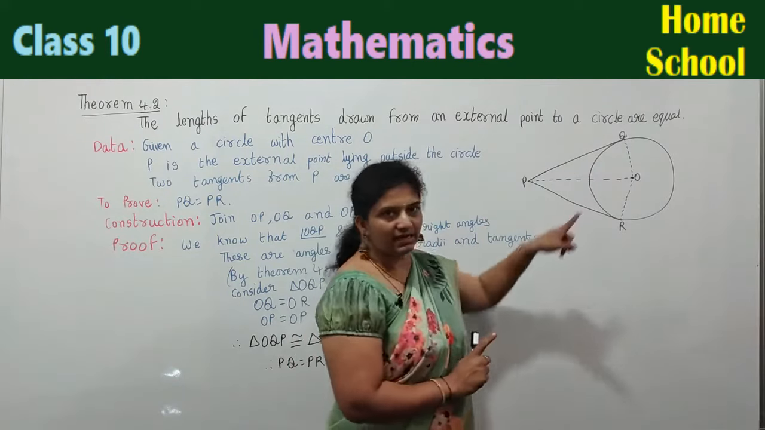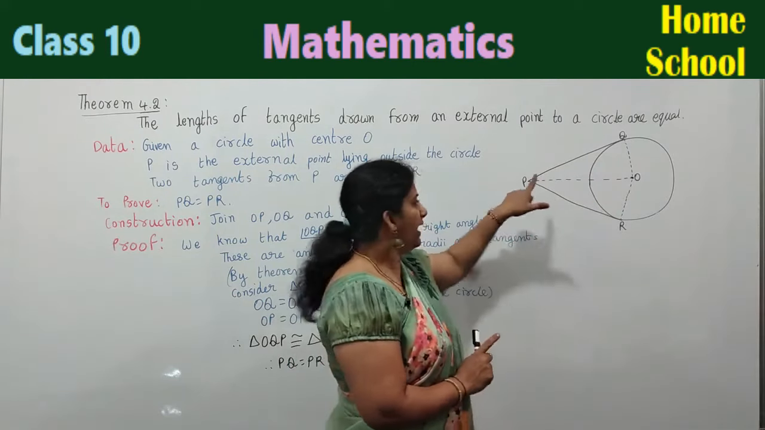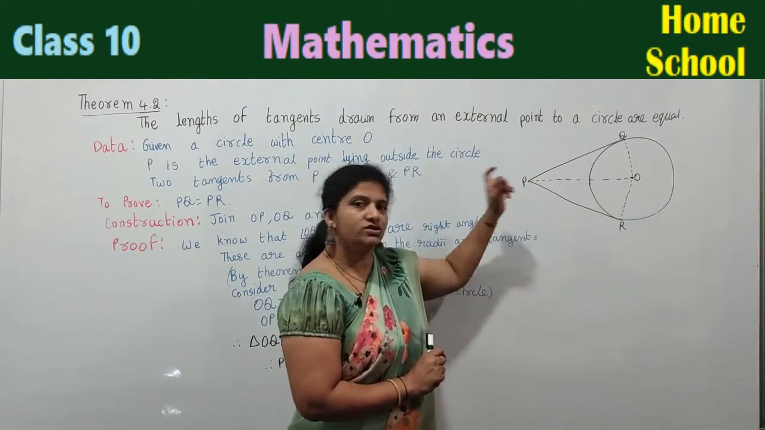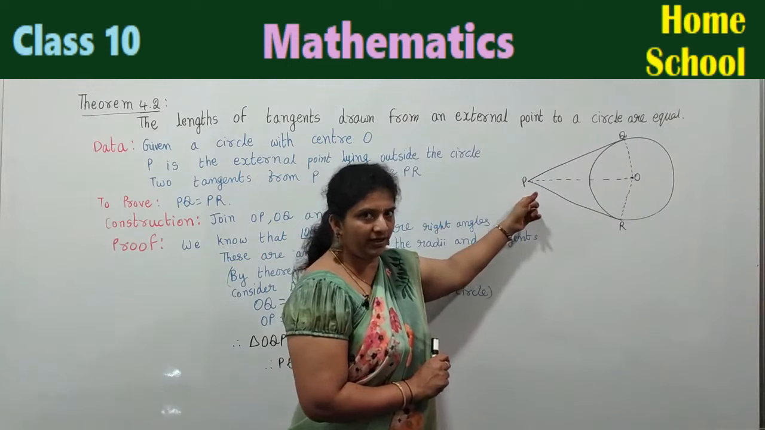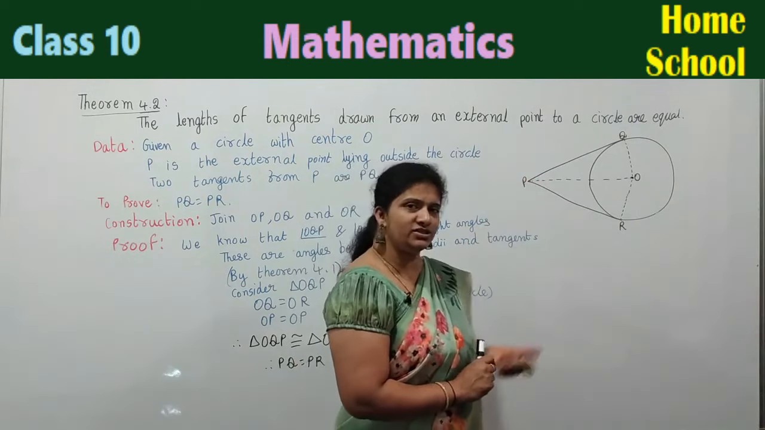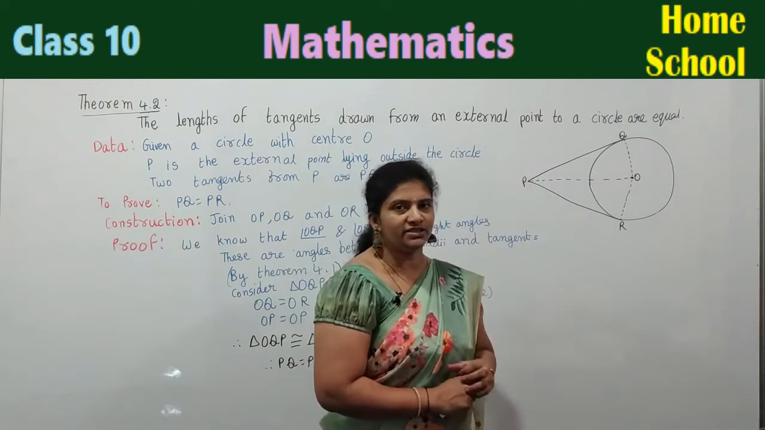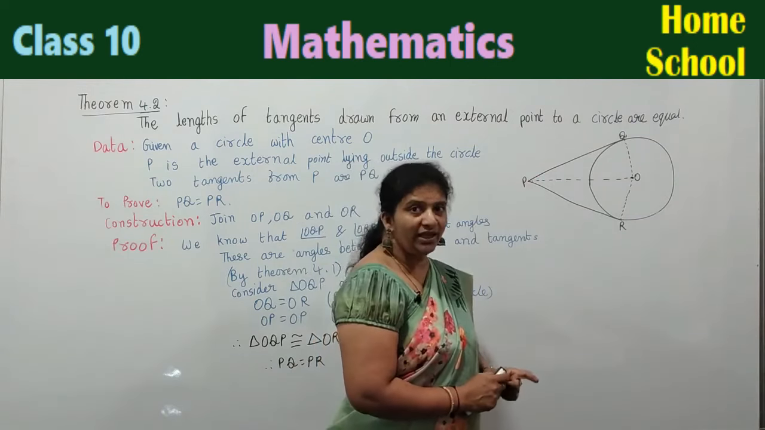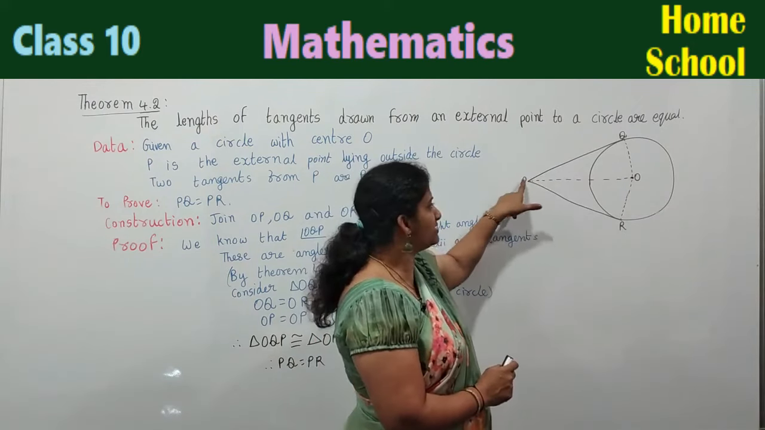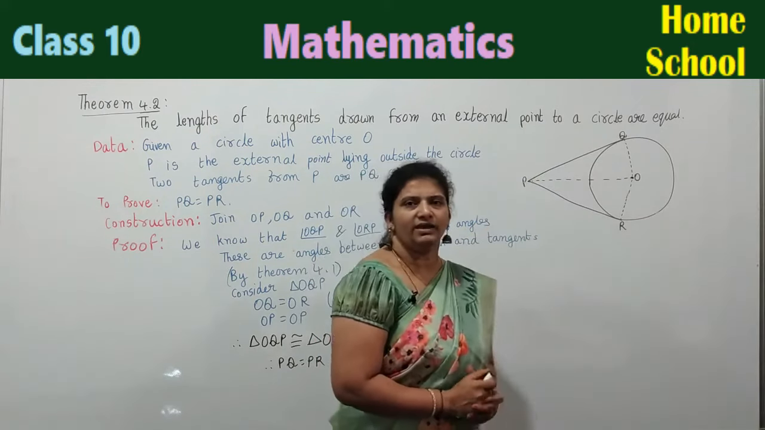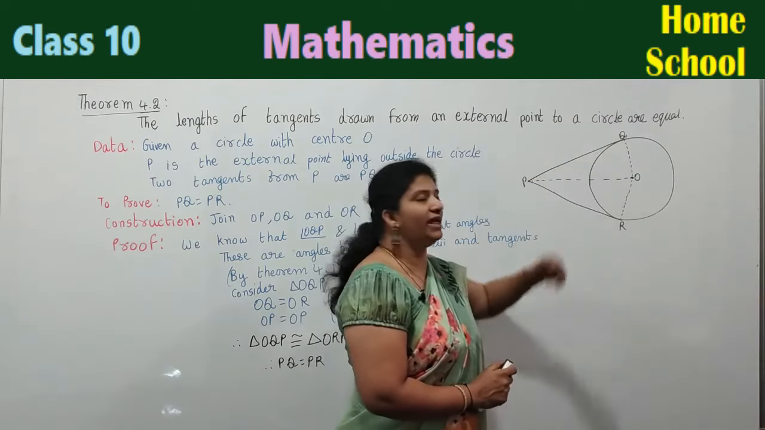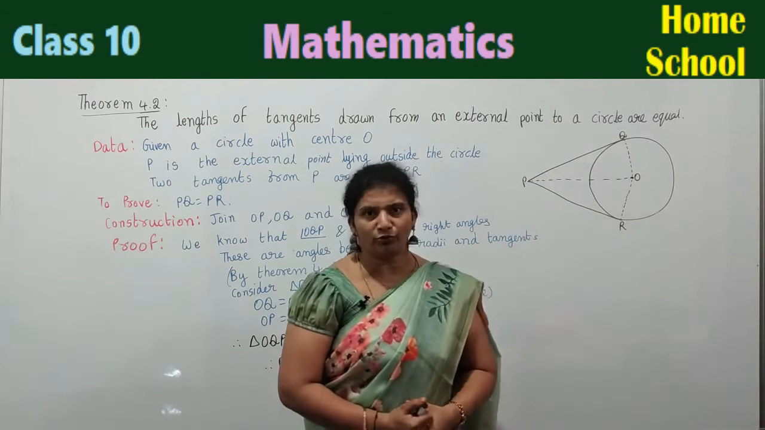You can see a circle with center O and P is an external point outside the circle. So we call it an external point. If we draw tangents from an external point, how many tangents can you draw? Only 2 tangents. What we need to prove? The length of the tangents. PQ and PR are the tangents. Length of PQ is equal to length of PR. We need to prove that.